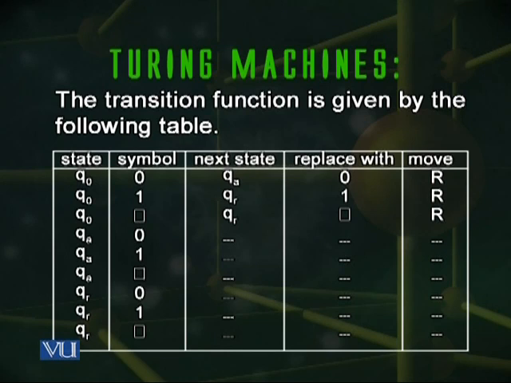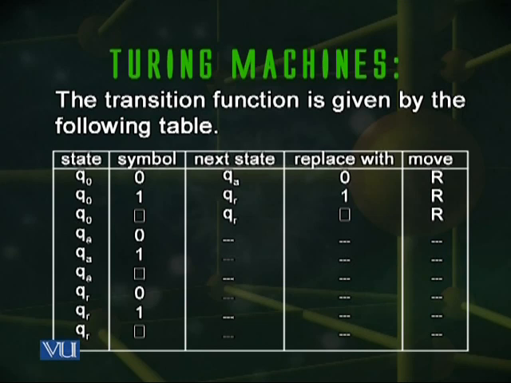The next row of this transition function is Q0, 1, QR, 1, R. This means if the machine is in the state Q0 and it reads the symbol 1, it will go into the state QR, replace the current symbol with 1, and then move right. The third row of this table has Q0, blank, QR, blank, R in it. This means if the machine is in the state Q0 and it reads a blank, it would move into the state QR, it would replace the blank with a blank and move to the right.